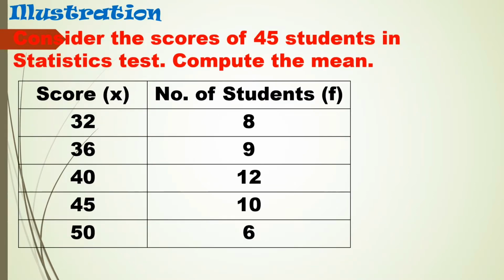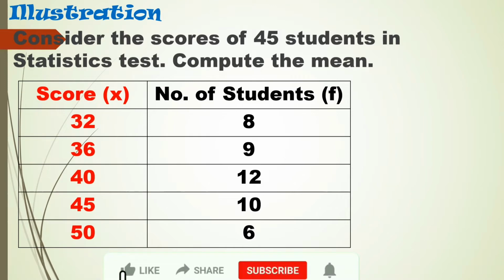To illustrate and compare the two formulas given above, we will consider the tabulation below showing the scores of 45 students in a statistics test. Let us compute the mean. In the given problem, the variable x represents the scores 32, 36, 40, 45, and 50, with its corresponding frequency representing the number of students, which are 8, 9, 12, 10, and 6.